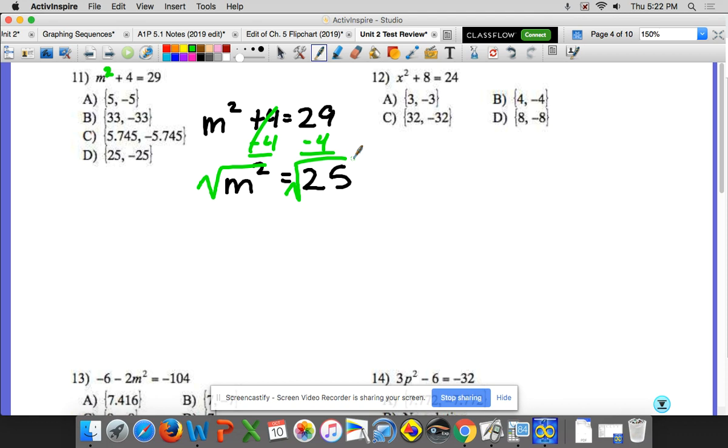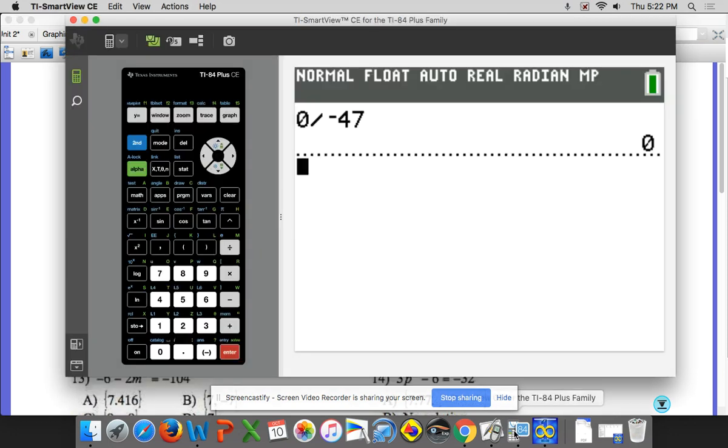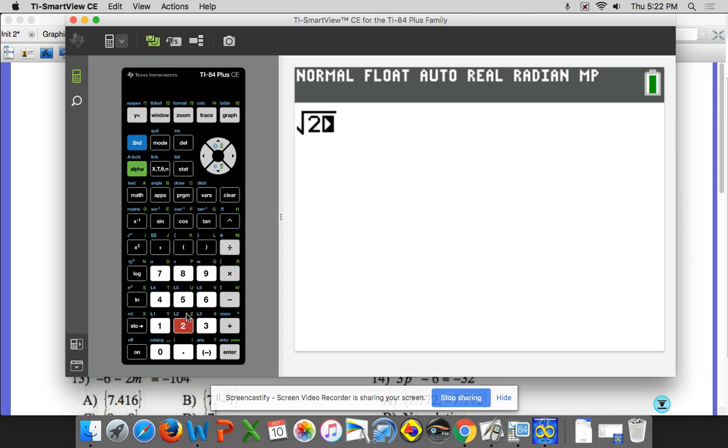Some people might see this and freak out. But remember, we do have a square root on our calculator, and it will do the math for us. So once we get to that point, we're always just going to enter that into our calculator. You find that by doing second, x squared, you get 25, and then your answer is 5.